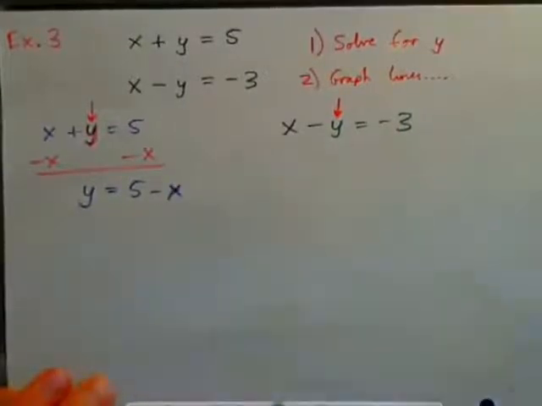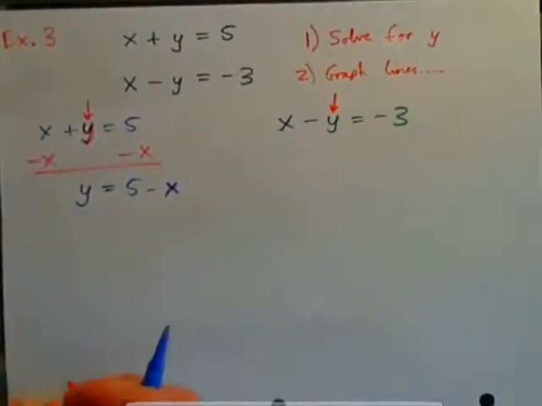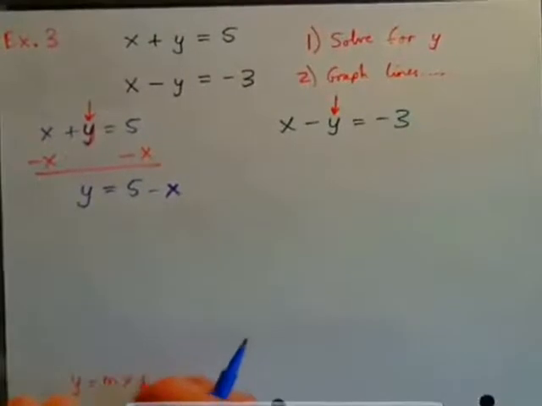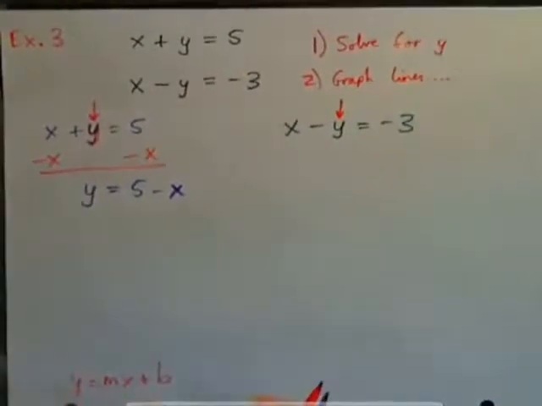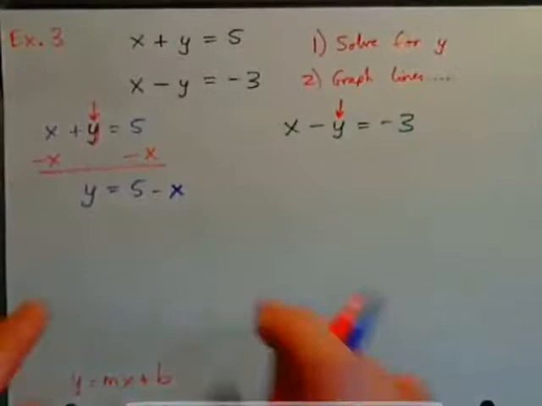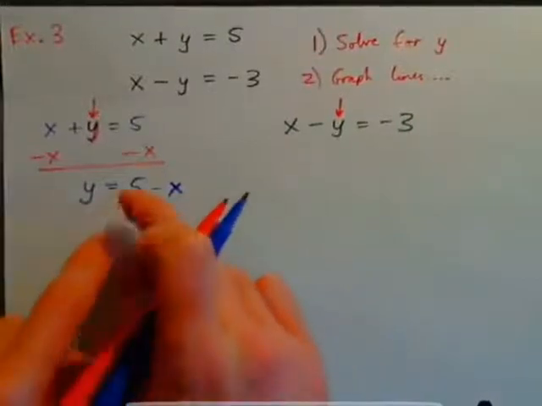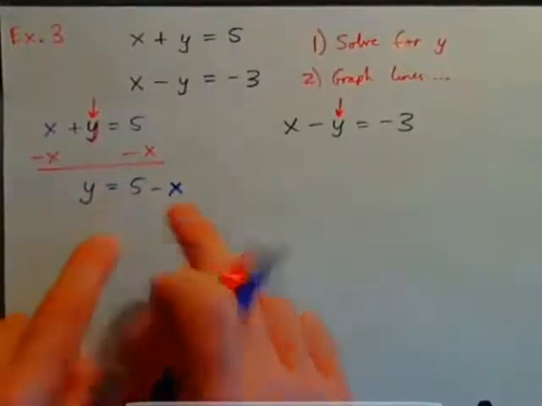We need to have our equations in this form: y equals mx plus b, don't we? It has to be looking like this. y equals mx plus b. So we need the x term on the left and the b term on the right.